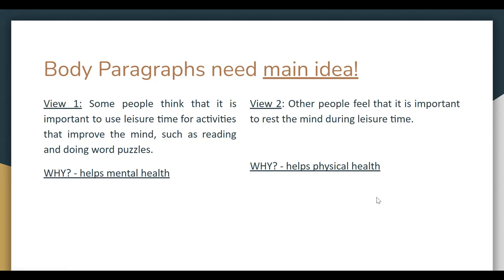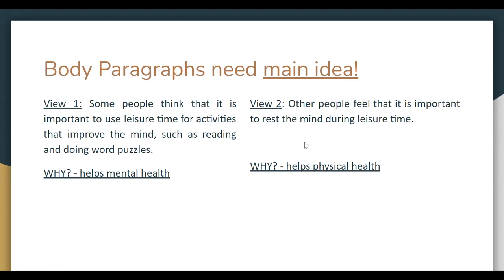So now I would like to do this activity. I will split these views. View number 1 goes to Ainura, Damir, and Sivara, and view number 2 goes to Danyar and Medina. Your task is to think what other arguments you can bring to support these views. Those who support view number 1 should give me at least one argument why it's important. Do not write mental health. You may say something more detailed regarding mental health, or you can say your own idea.